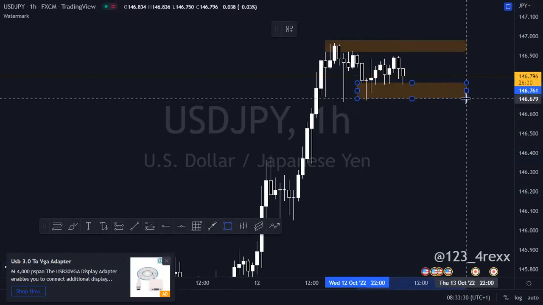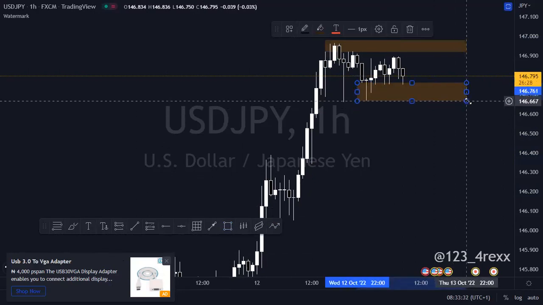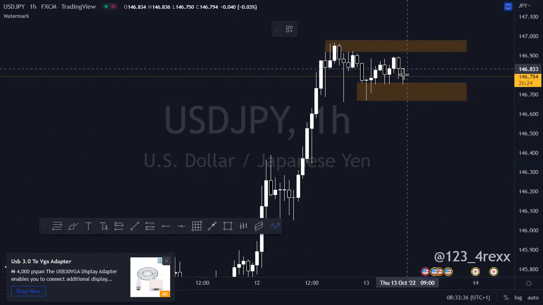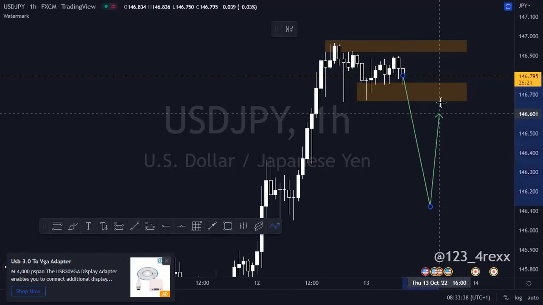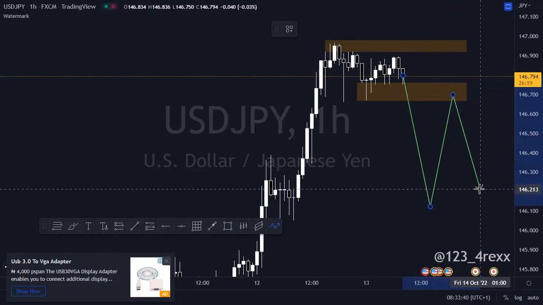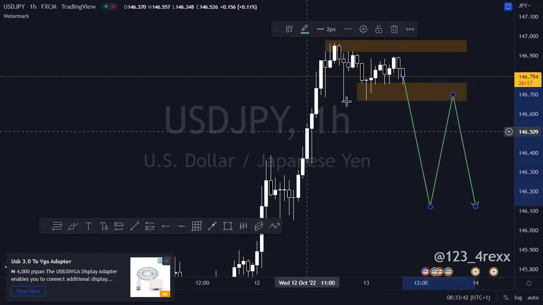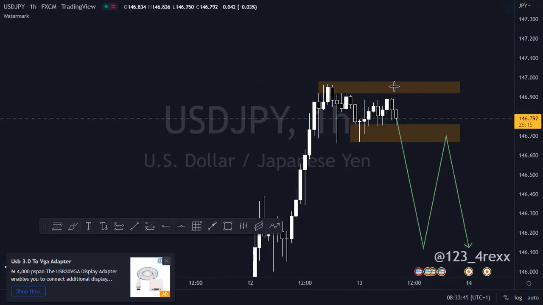So that's what we're going to be looking out for on USD JPY. If we have that break of structure to the downside, then we can look out for the retest of the neckline, and then sell basically on USD JPY. If it breaks to the upside, then we'll look out to take that buy and continue the trend basically.